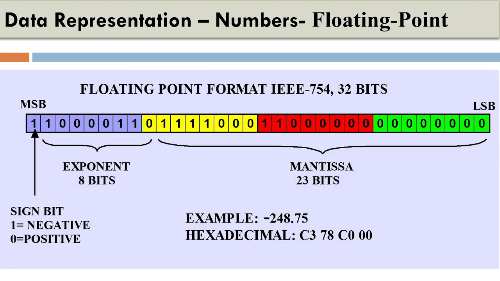You can see the example here, where we have a floating point format, which is IEEE 754 32-bit precision. Here you can see the most significant bit is the sign bit, which is 1 for negative, 0 for positive. Then we have the exponent part, the 8 bits. Then we have the mantissa, the 23-bit part. We can also see an example where minus 248.75 has been represented using this format.